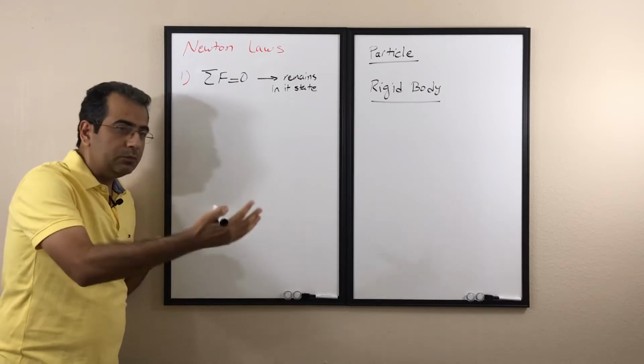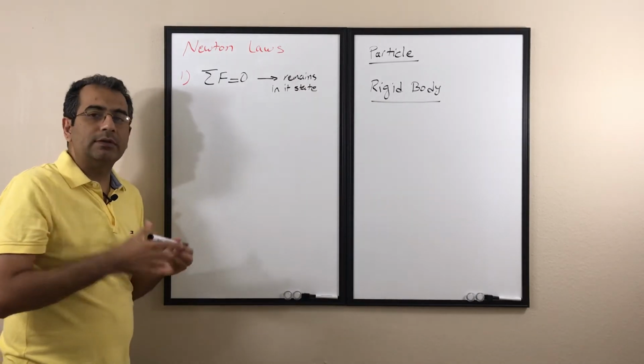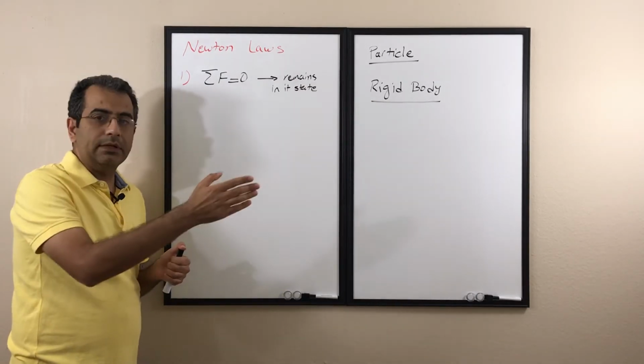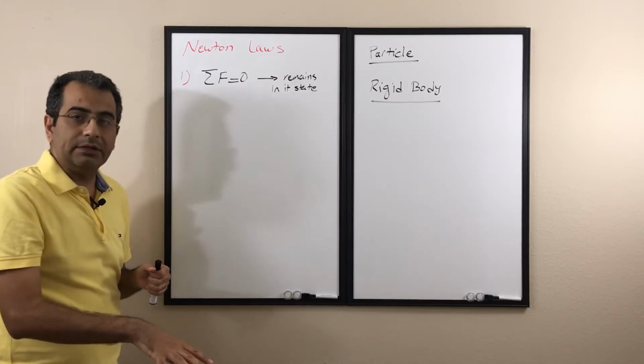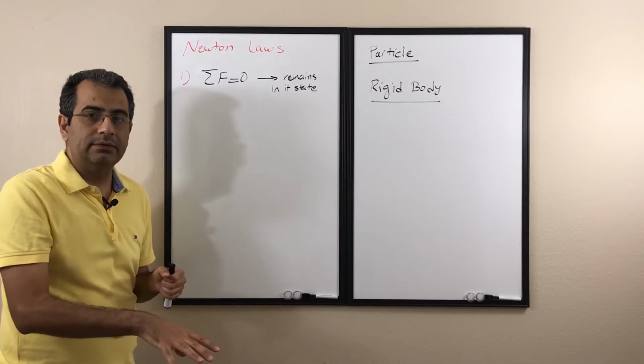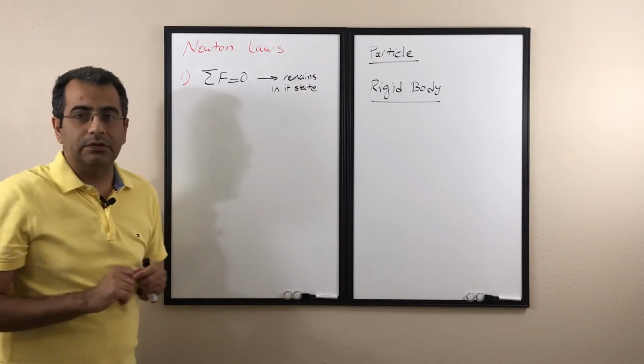It means that if it's moving, it keeps moving with a constant velocity on a straight line. If it's at rest, it's going to stay at rest. So if everything is going to be zero.